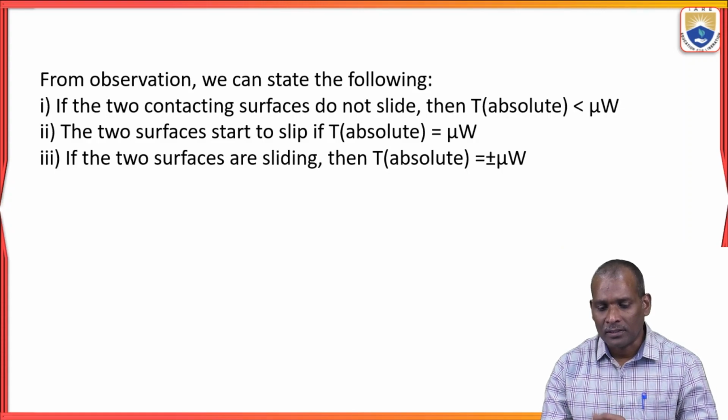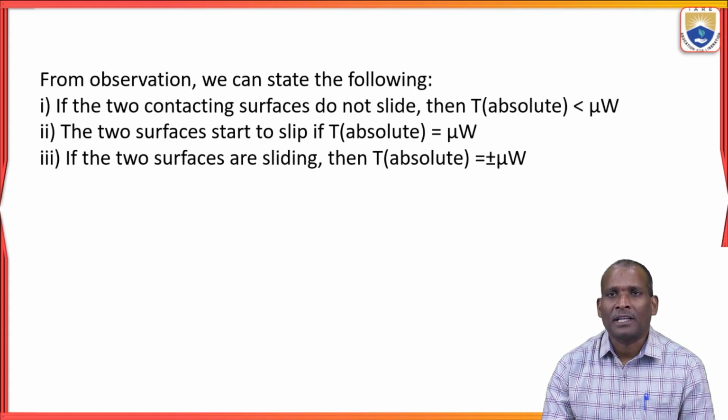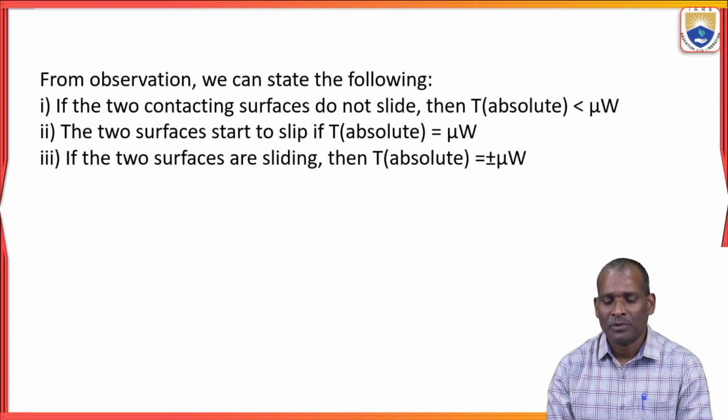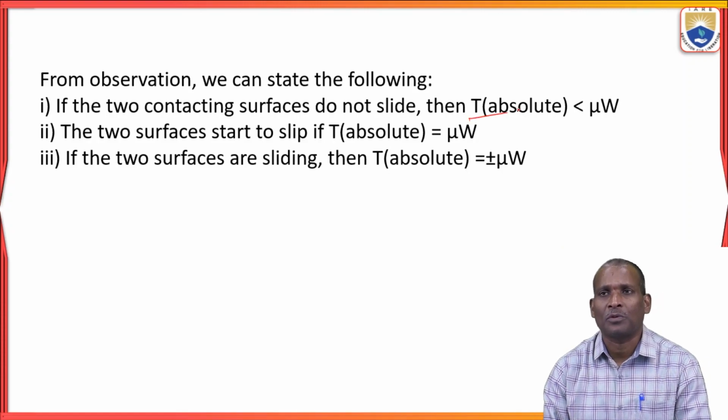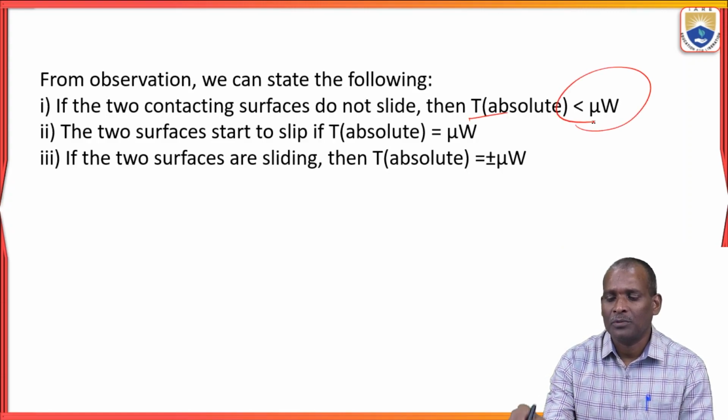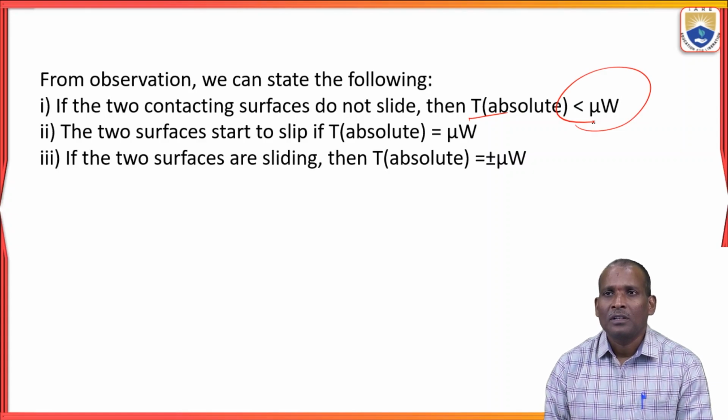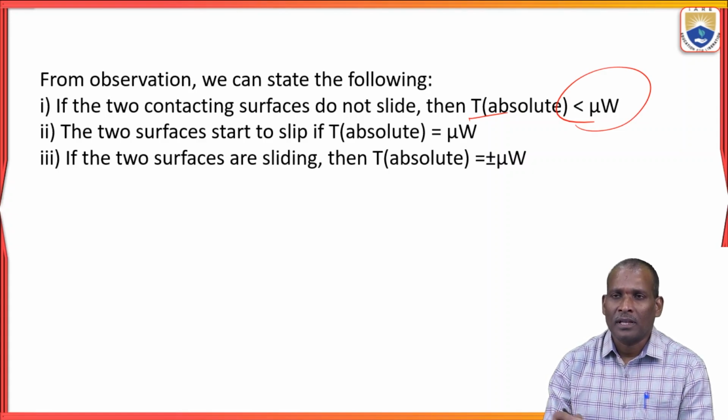From our observation, we can state the following 3 definitions. If the two contacting surfaces do not slide, then T is less than mu W. What do we mean by T here? The frictional resistance force is less than mu W. Here W is the normal reaction force and mu is the coefficient of friction.